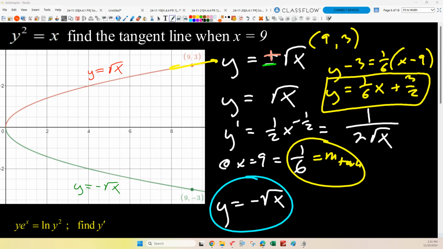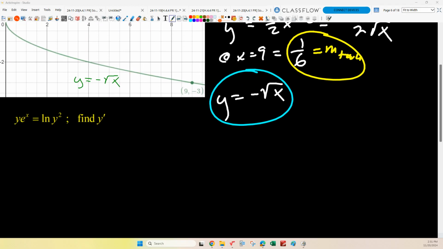But now I've got two problems to solve in one. I've got to go down for the green part of that relation. By itself, the green part or the red part separately are functions. They pass the vertical line test, but together they are not, right? So we go down and we do the same thing. We differentiate that. It's going to look very similar. What's the derivative of negative square root of x?